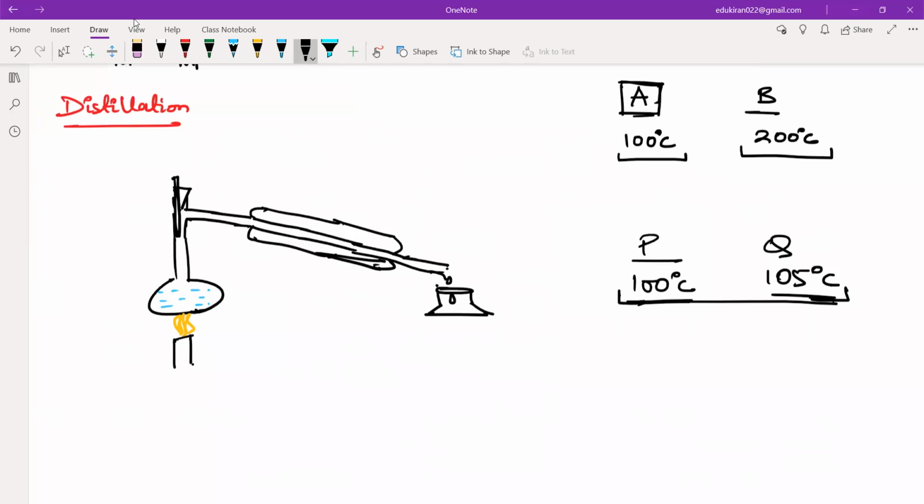Right? There will be vapors formed of Q. It will not be boiling, but there will be vapors, right? And that is going to make the liquid impure. That is why the basis of distillation is the difference in boiling point. If there is a huge difference in boiling point, then distillation can occur very easily.